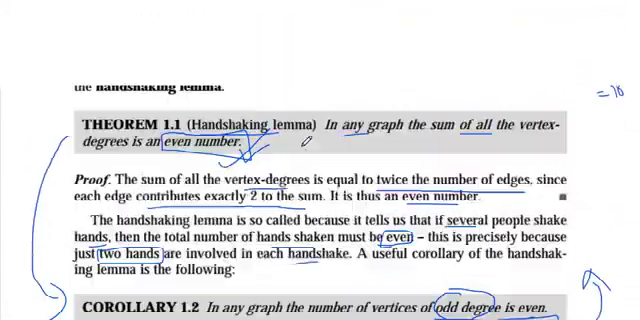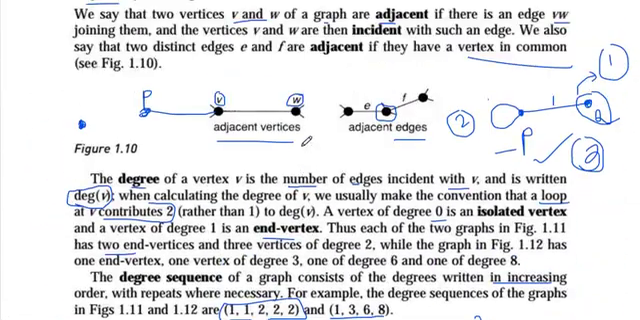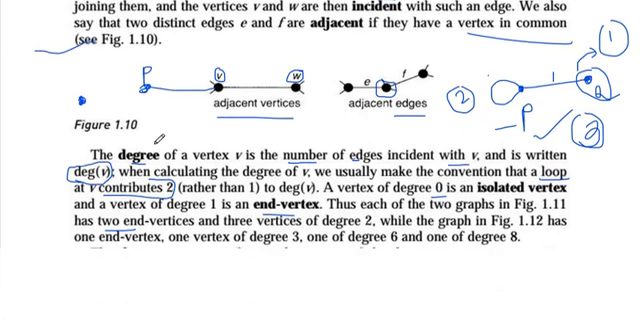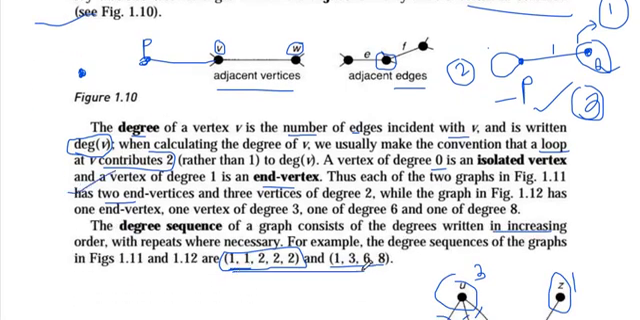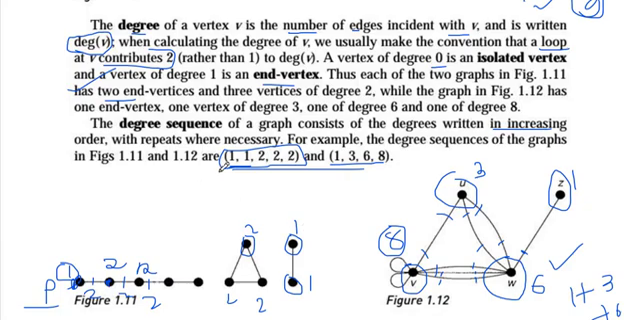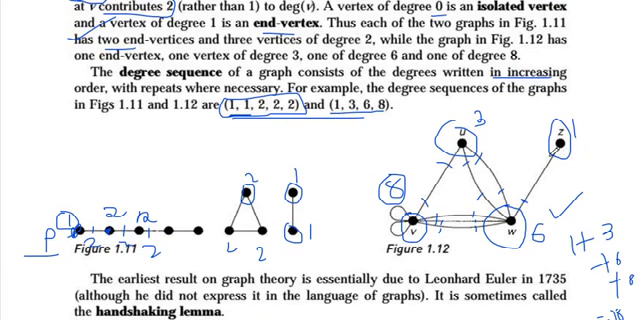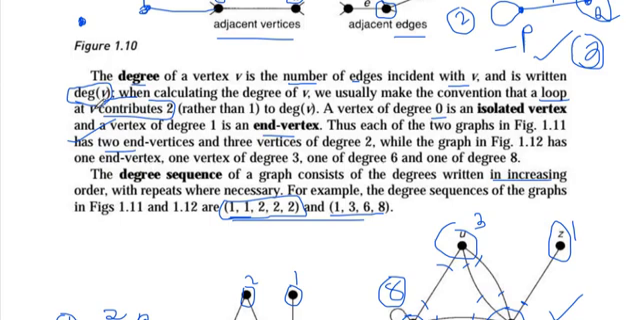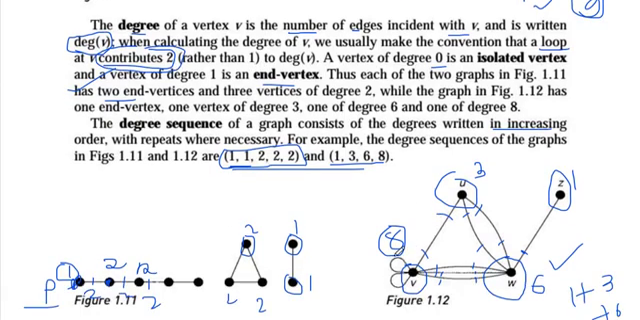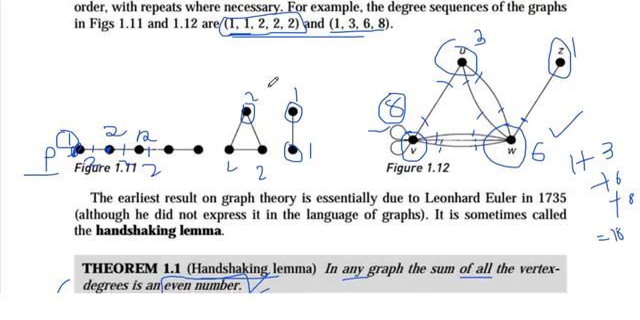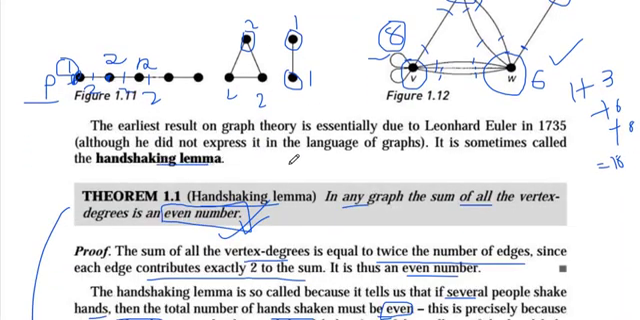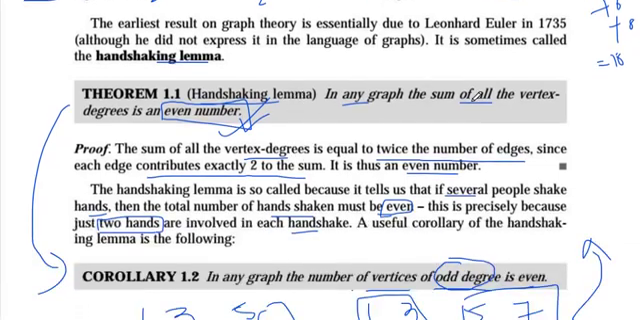So now we have learned the definitions: adjacent, and degree of vertex. We write down the degree of vertex in increasing order, and for a loop we have to count 2, so a loop gives a degree of vertex 2. A vertex of degree 0 is called isolated, and a vertex of degree 1 is called an end vertex. Then we have seen the handshaking lemma: the sum of all the vertex degrees is an even number.